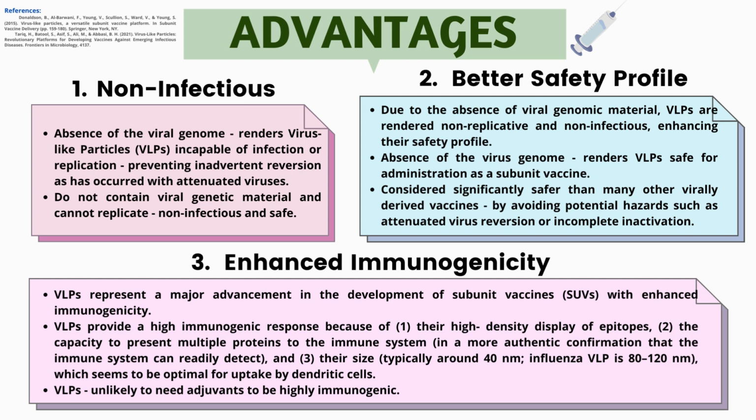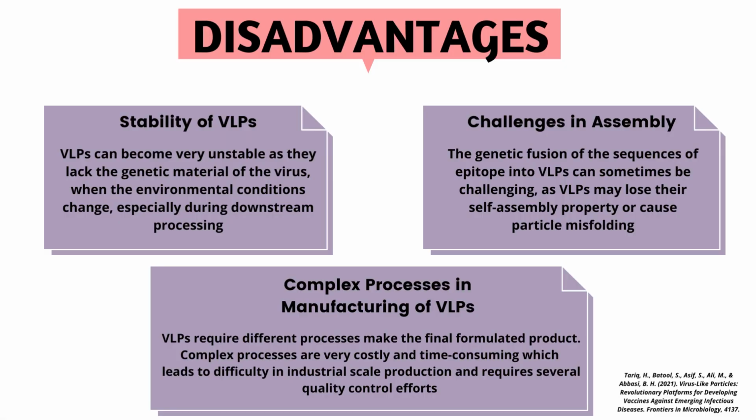Thirdly, enhanced immunogenicity. VLPs provide a high immunogenic response because of their high density display of epitopes, the capacity to present multiple proteins to the immune system, and their size. Moreover, VLPs are unlikely to need adjuvants to be highly immunogenic. Next, we move on to the disadvantages of VLPs.